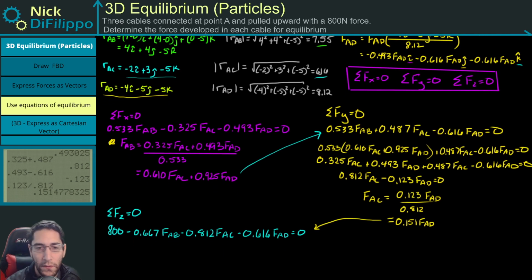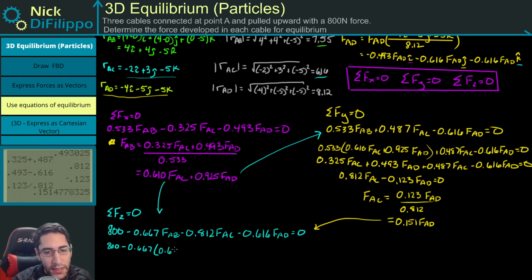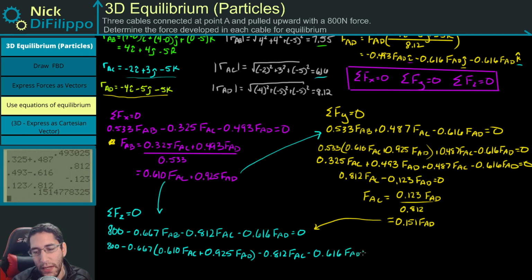For this last equation, I just need a little bit more room. What I'll have is this 800 minus, okay, now this also takes from here. So minus 0.667 times 0.610 FAC plus 0.925 FAD. And we'll do this one step at a time so we hopefully won't make an algebra mistake, minus 0.812 FAC minus 0.616 FAD, and that's equal to 0.